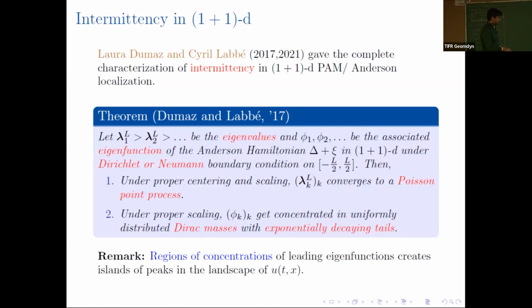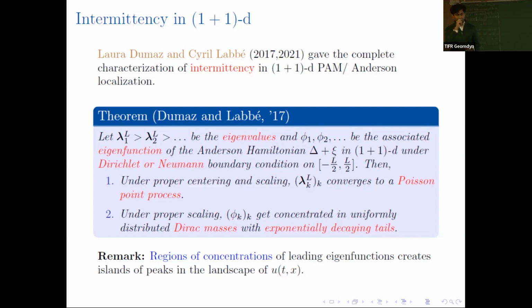Since they were able to prove this, the regions of concentration of the leading eigenfunctions create islands of peaks, which are responsible for the intermittency. So these two things together show the intermittency as well.